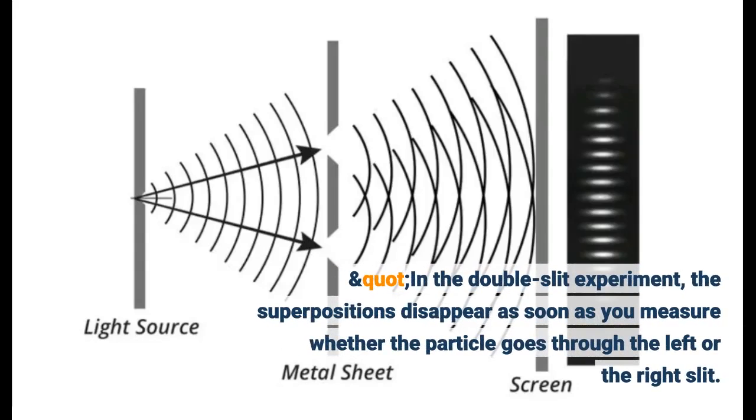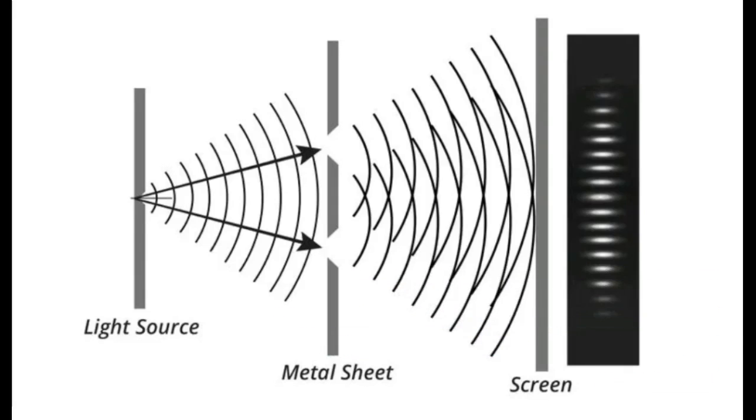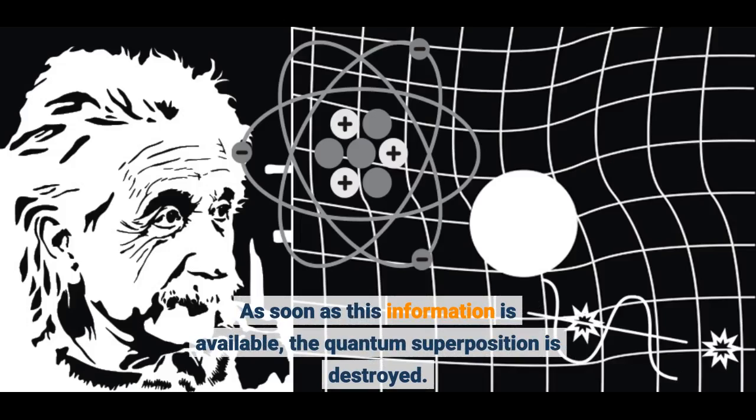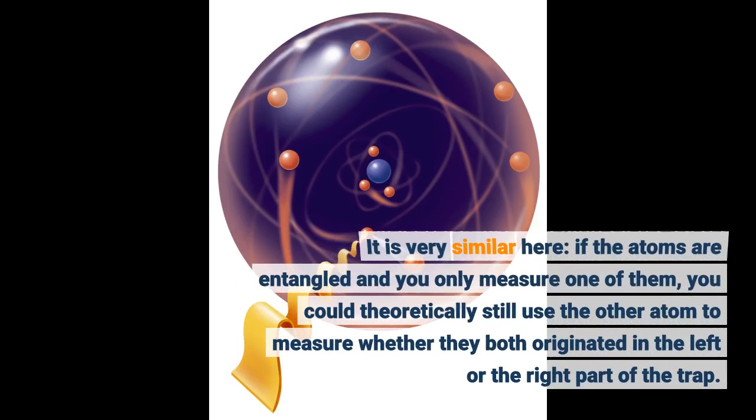In the double-slit experiment, the superpositions disappear as soon as you measure whether the particle goes through the left or the right slit. As soon as this information is available, the quantum superposition is destroyed. It is very similar here. If the atoms are entangled and you only measure one of them, you could theoretically still use the other atom to measure whether they both originated in the left or the right part of the trap.